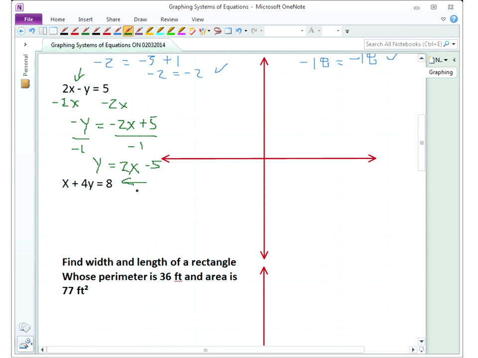So I'll show you a couple things that I see on this. I included both of these just to clarify a couple things that I've been seeing errors on. So let's get the y by itself. We're going to subtract the x from each side. That gives me 4y equals negative x plus 8. I've had some questions about this. We're going to divide everything by 4 here. But what we get is y equals negative x divided by 4 plus 8 divided by 4 is 2.